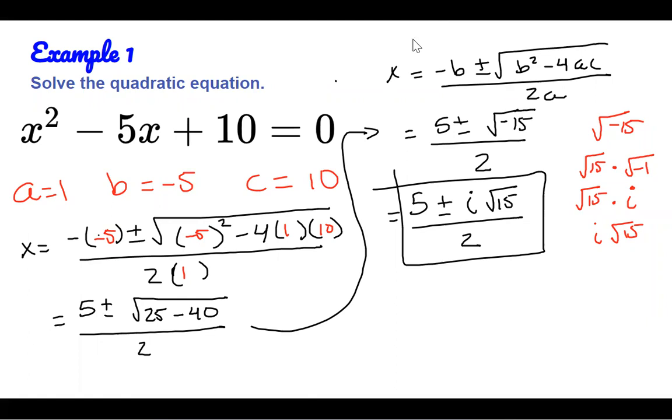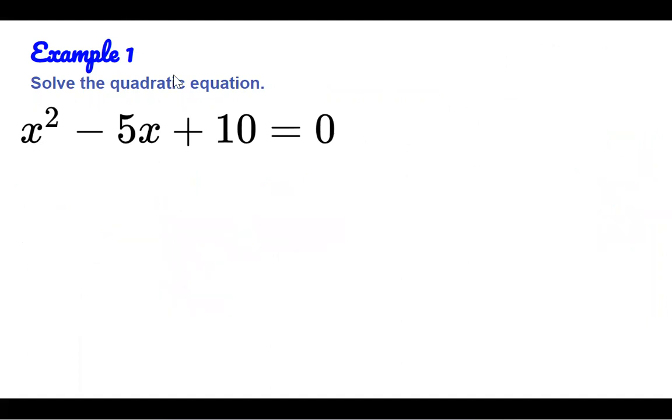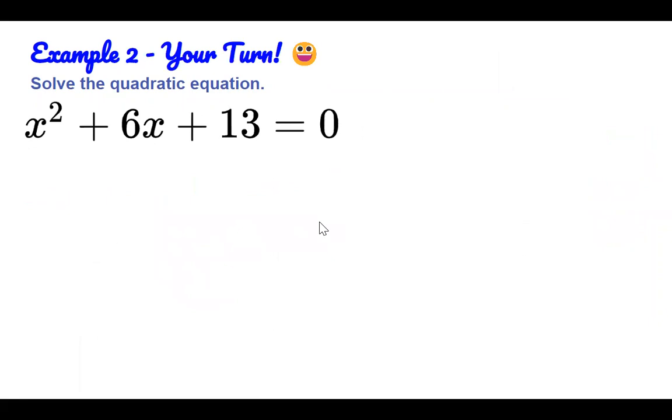Okay, the next one I'm going to let you guys try on your own. Let's see if you can rewrite your imaginary part. Now, number 2, go ahead and try this one: x squared plus 6x plus 13 equals 0. Let's see what you got.